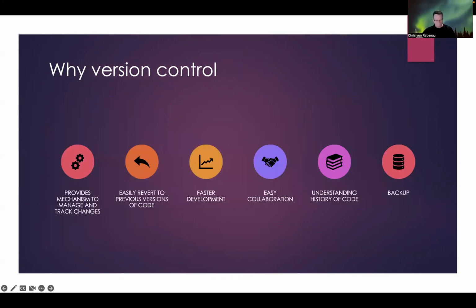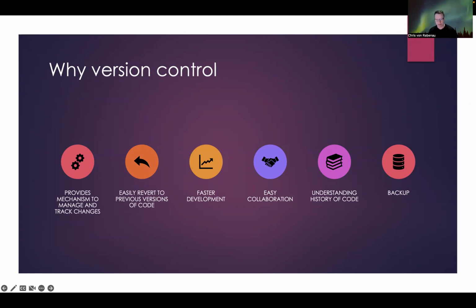So why do we want to use version control? Well, we've talked about it providing a mechanism for managing and tracking changes. Can I manage the changes? Can I roll back? Can I track where I was? Can I see where in the code X happened? It also gives you an easy way to revert to previous versions of the code. So I've been working all week. I've got this great thing in place. And next week I start working again on my file and I completely trash it. Can I get back to that great state that I had last week? That's one of the things version control gives us: the ability to revert.